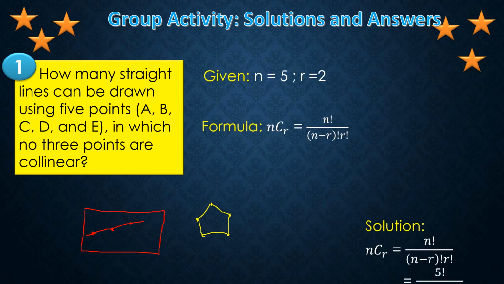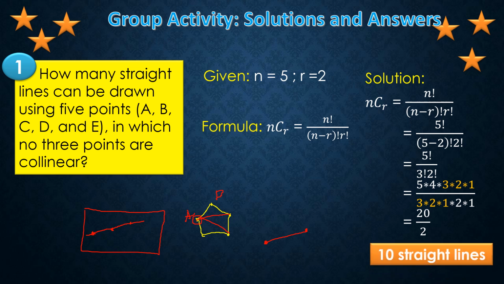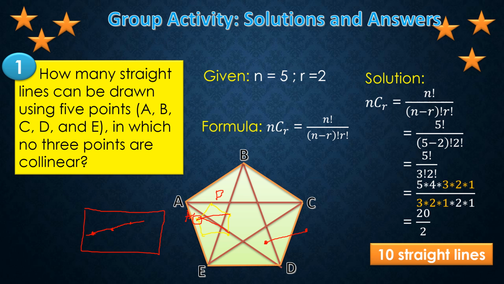5, the n, combination, and our r, class, is 2. Why 2? Because for a straight line, the involved points are the two endpoints. Like this, let's say this is A and B. That means it is already one straight line. Let's also include the diagonals inside. So, total of 10 straight lines. On our screen, there are the A, B, C, D, E vertices, then the diagonals and the sides.